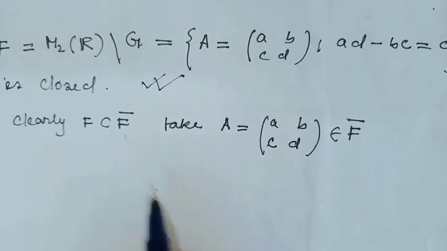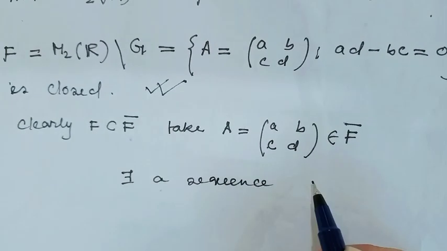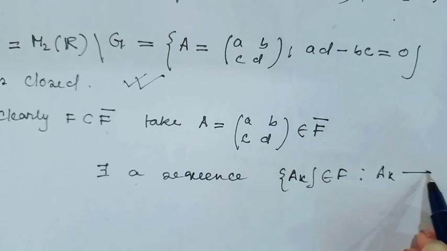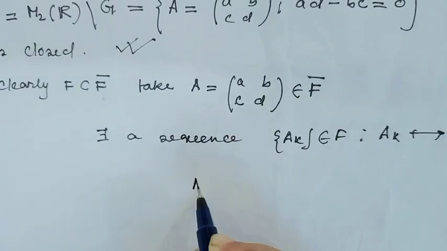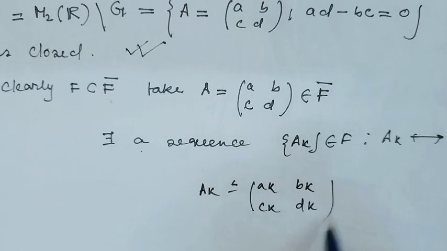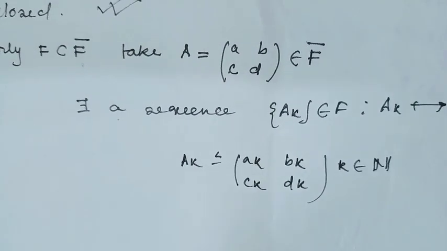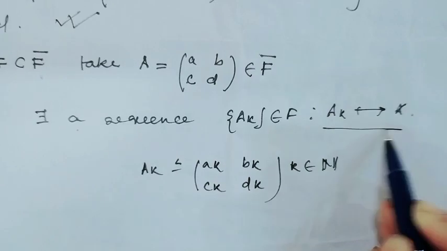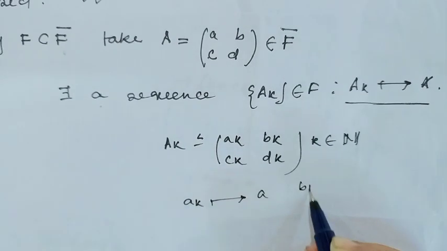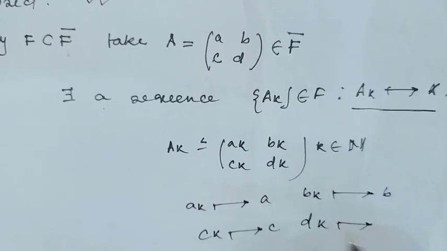Then there always exists a sequence A_k in the set F such that A_k converges to A, where A_k obviously means a matrix [a_k, b_k; c_k, d_k], where k belongs to the natural numbers. Since given A_k converges to A, that implies obviously small a_k converges to a, b_k converges to b, c_k converges to c, and d_k converges to d.